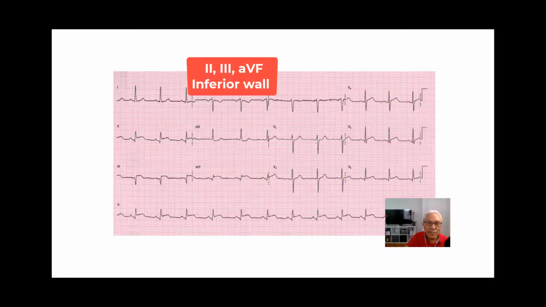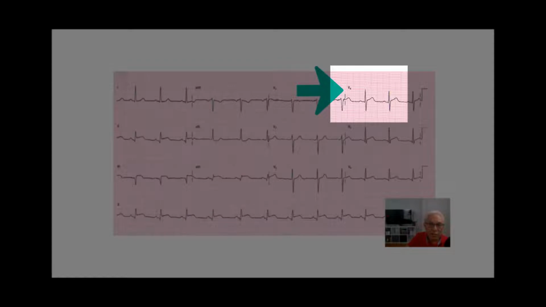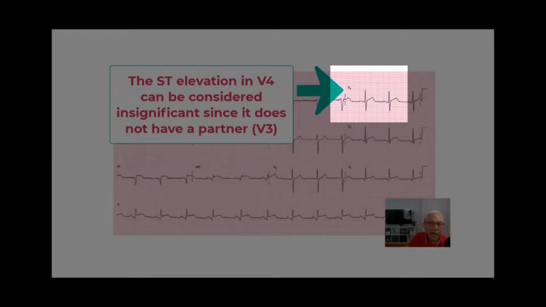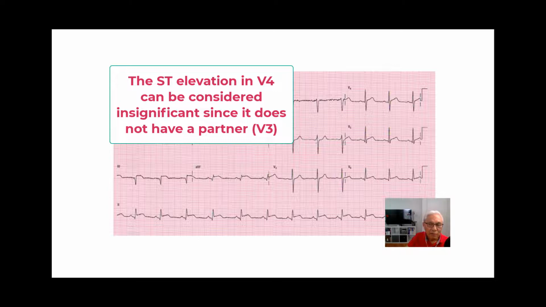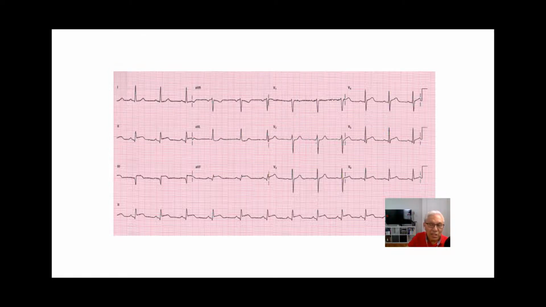So in summary, the ST elevations are found in lead 2, lead 3, and AVF, and these leads are all related, and they are a manifestation of an inferior wall MI. In addition to that, there is an ST elevation in V4, but V4 does not have a partner. V4, in order to be considered significant, should be in association with lead V3. But V3 in this case is normal, and so we could ignore the ST elevation in V4.